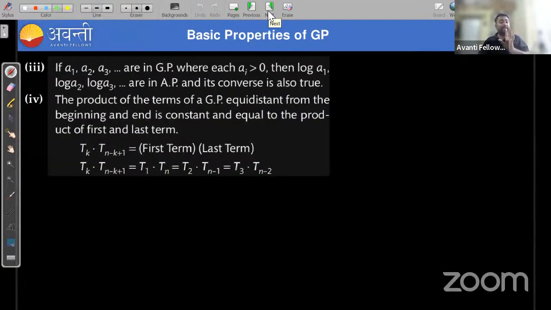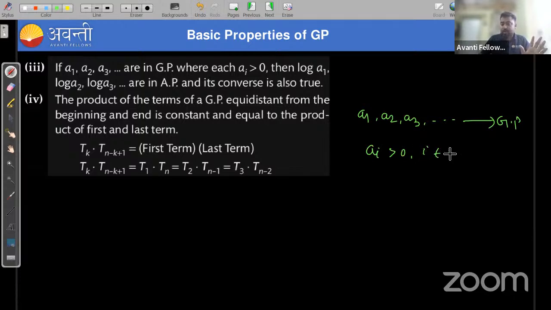Third property: if A1, A2, A3 and so on are in GP, and if AI is greater than 0 for I belonging to the integers, or you can say natural numbers.